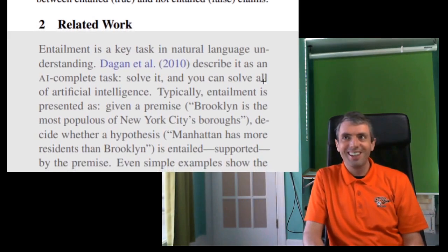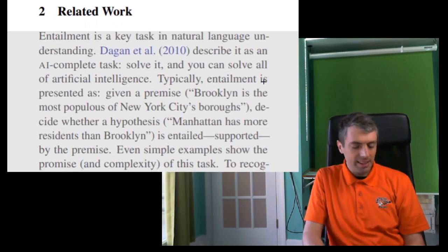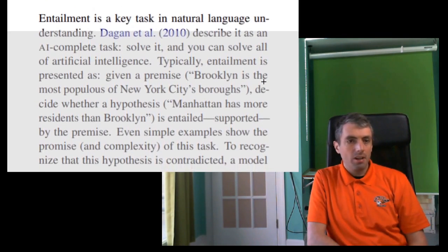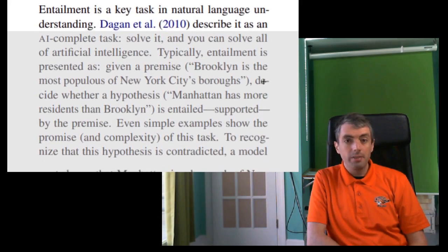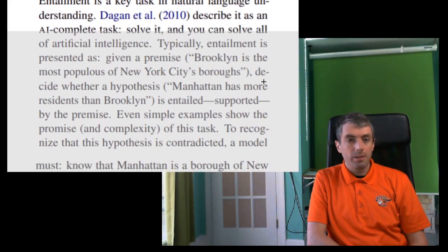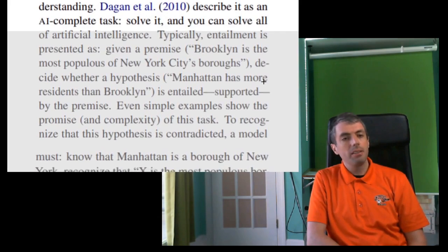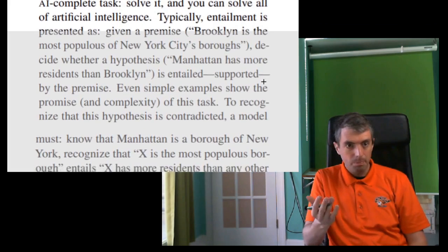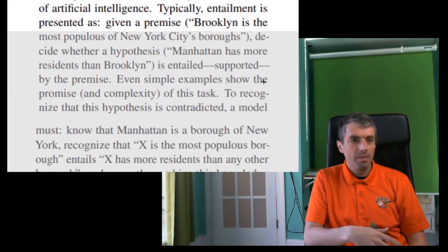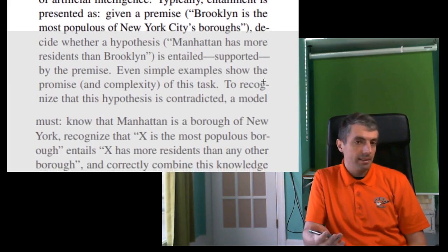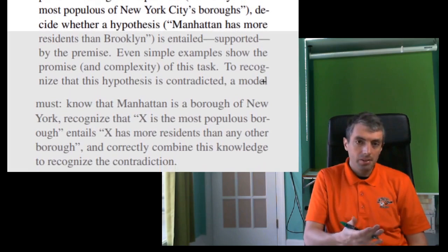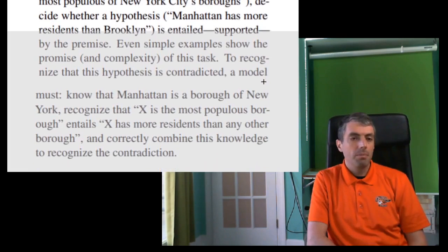Section 2, Related Work. Entailment is a key task in natural language understanding. Dagan et al. describe it as an AI-complete task. Solve it, and you can solve all of artificial intelligence. Typically, entailment is presented as, given a premise, Brooklyn is the most populous of New York City's boroughs, decide whether a hypothesis, Manhattan has more residents than Brooklyn, is entailed, supported by the premise.